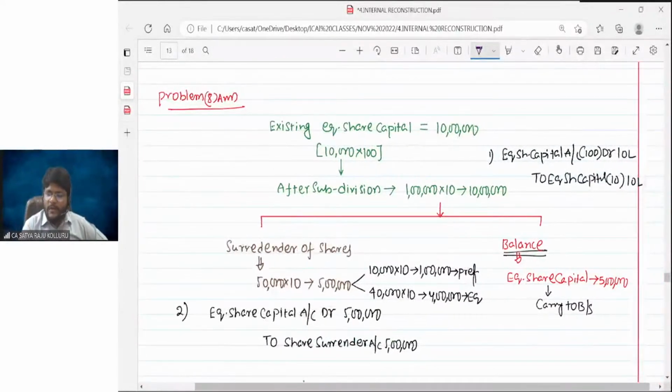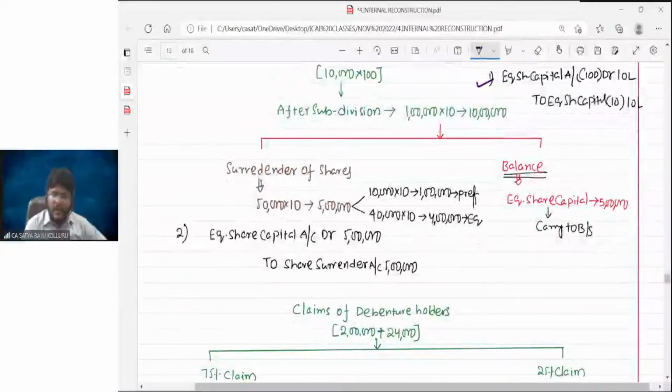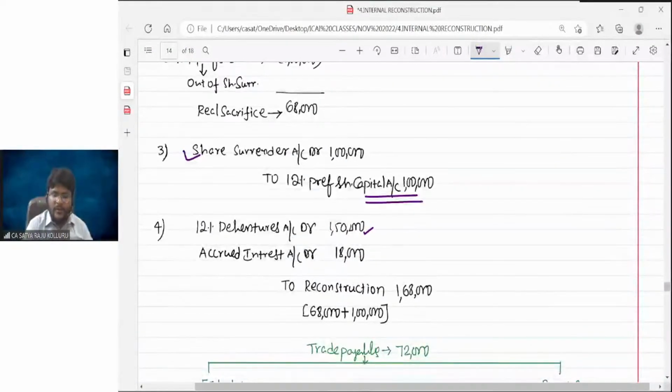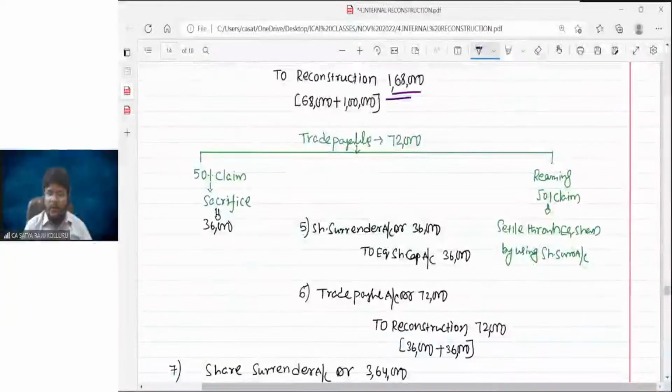So the first entry, equity share capital 100 to equity share capital. This is for subdivision. Then out of the 10 lakhs, 5 lakhs you are transferring to share surrender. Next, regarding the claims of debenture holders, you passed the entry share surrender to 12% preference share capital for utilization, and 12% debentures 1,50,000, 18 to reconstruction 1,68,000. And for the trade payable, you utilized only 36,000 for share surrender.